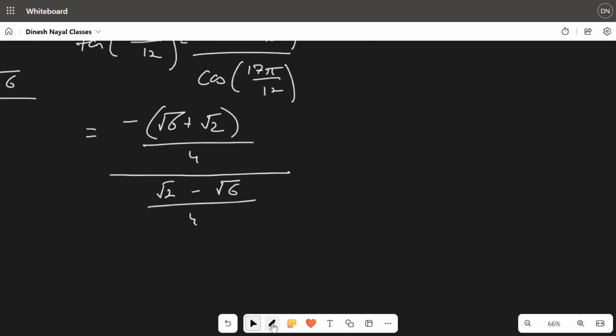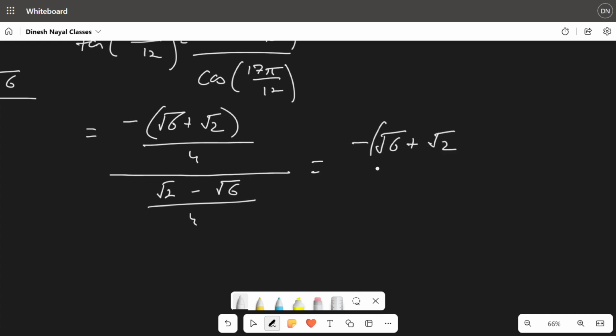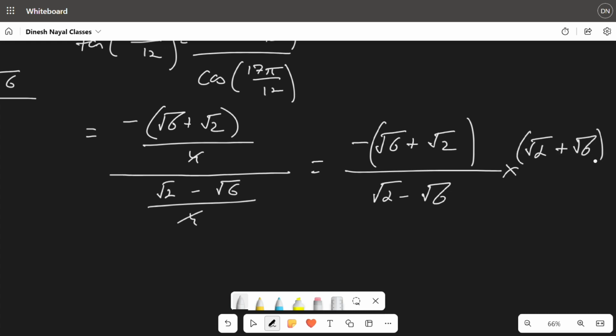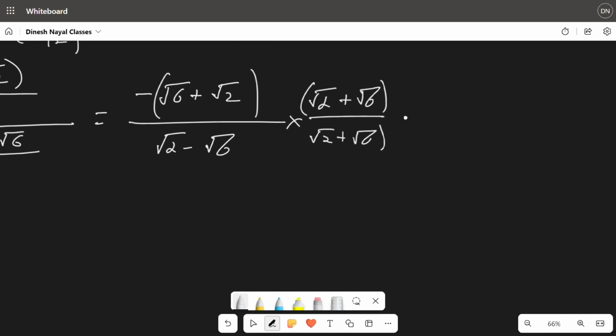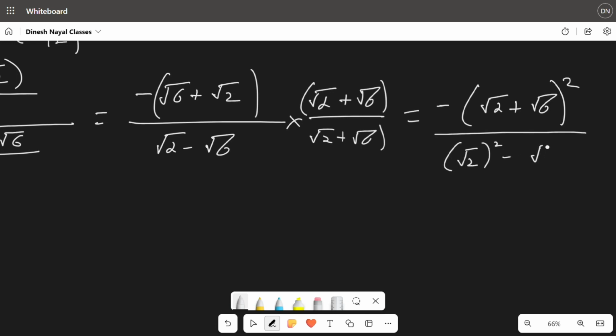Now solving this, the 4 and 4 get cancelled out. So this will be minus root 6 plus root 2 upon root 2 minus root 6. Now rationalizing it, multiply by root 2 plus root 6 in the numerator and denominator. Root 6 plus root 2 and root 2 plus root 6 are the same thing, so the numerator is root 2 plus root 6 whole square. The denominator uses the a plus b, a minus b formula, so it is root 2 square minus root 6 square.